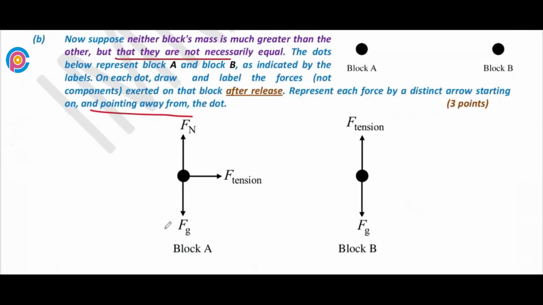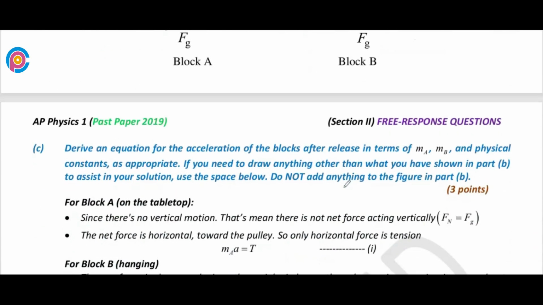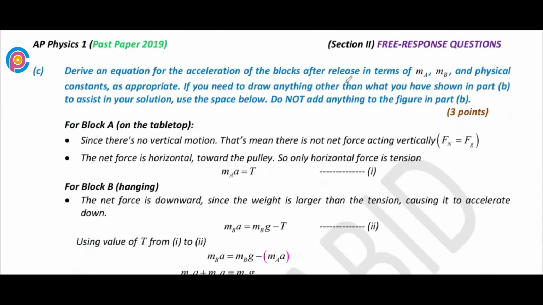Now, block A is on the tabletop. There are two forces vertically. One is the gravitational force acting downward, which you can call its weight. The other is the normal force from the table, which is upward. Both forces are opposite. The only horizontal force is the tension in the string. Block B is hanging, so there are only two forces: its weight and the tension from the string. As seen from the dots, there are arrowheads labeling the direction of the forces acting on the two masses.